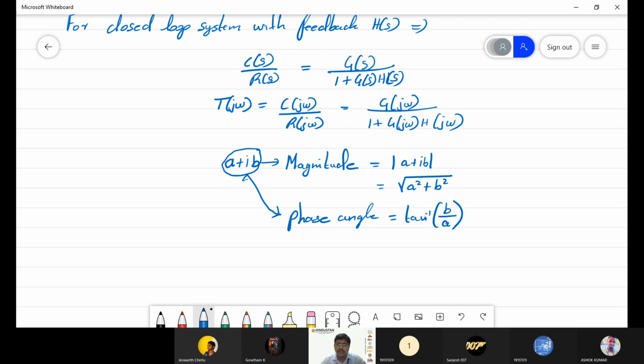So this thing you should know while we are studying the frequency response and the frequency domain specifications, like the time domain specifications. The frequency domain specifications are also there, and here we have resonant peak, cutoff rate, resonant frequency, gain margin, phase margin, bandwidth, etc. In the time domain specification, you have delay, rise, peak, overshoot, undershoot, settling, like that.